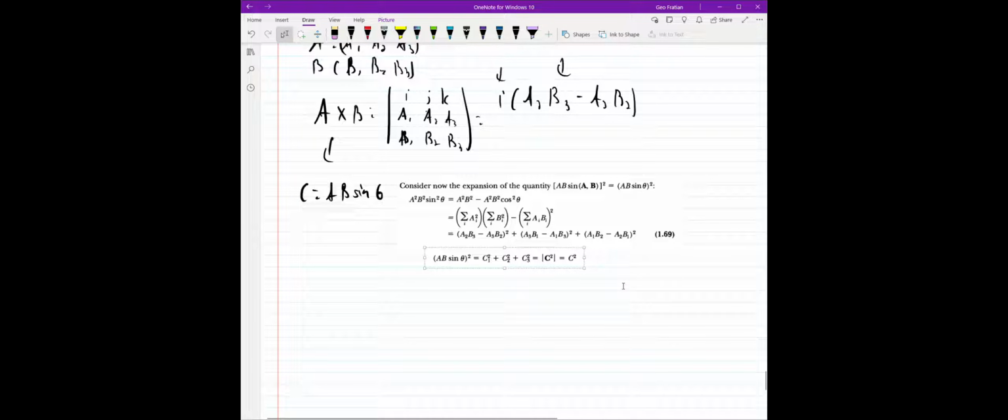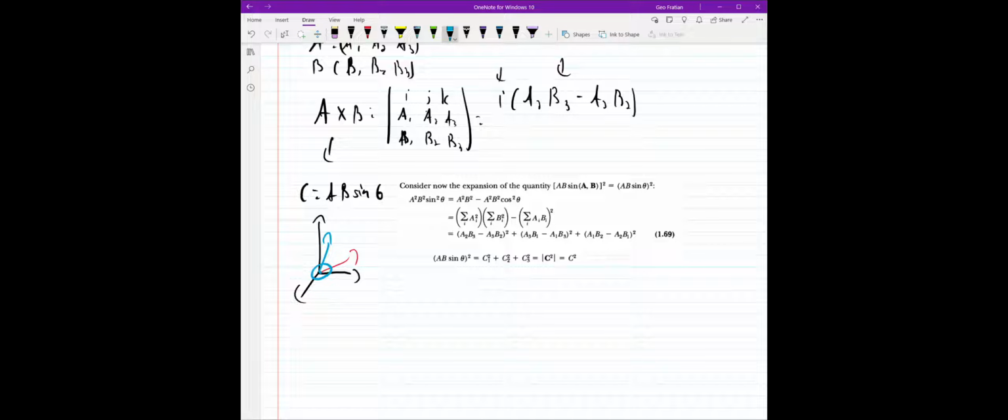So AB sine theta squared is just like the magnitude. It tells us the magnitude of C squared. The problem with this is it does not tell you the actual direction. It just tells you the length. You learn about the right-hand rule and all that later. But basically, if I have two vectors and I want the cross product between them, you get a vector that's perpendicular to both of them, so it's going to go into the page or something like that. But we'll get to that when we need to.